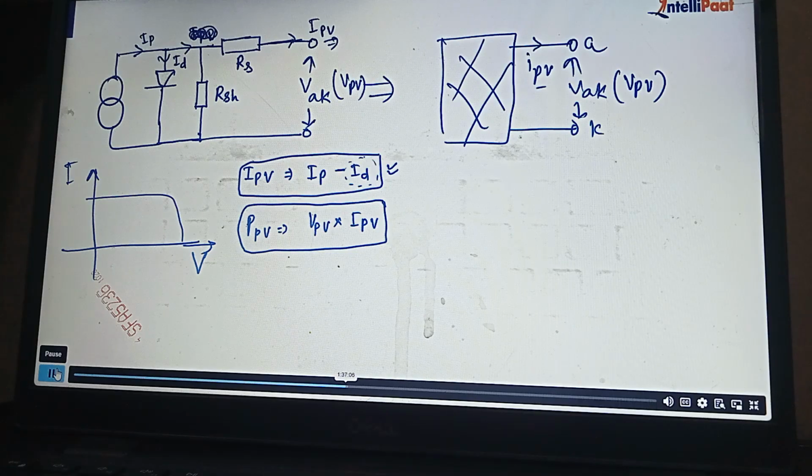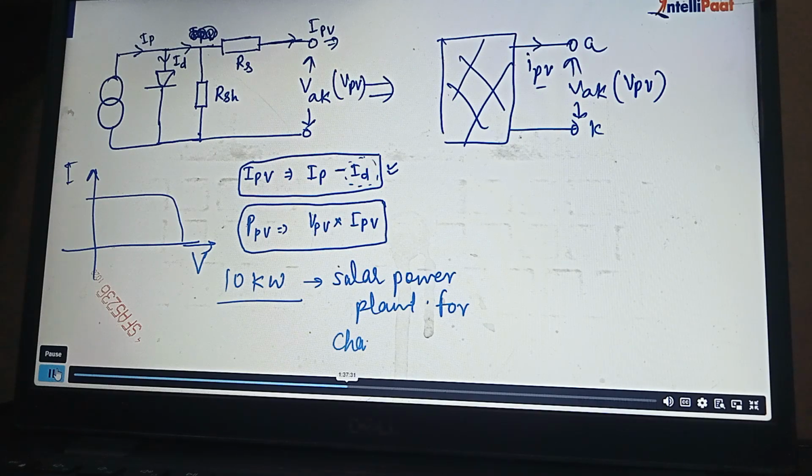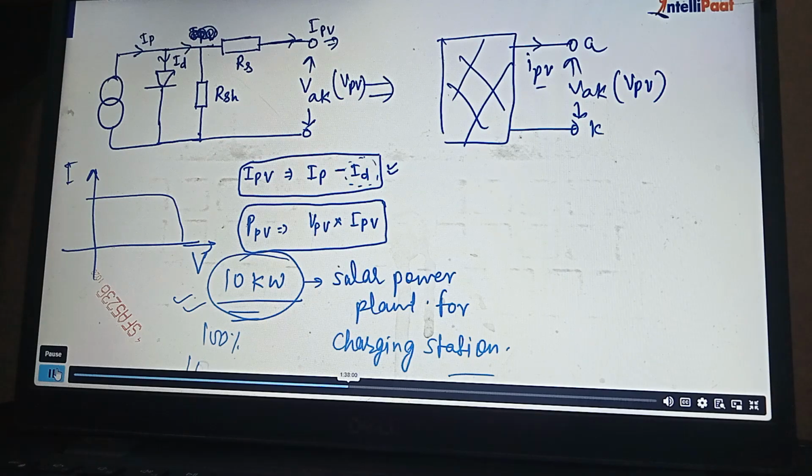Now, one thing, can you tell me? Suppose I have installed a 10 kilowatt solar power plant for this charging station. To develop the charging infrastructure, I have considered a 10 kilowatt PV panel. My question is, can we get this 10 kilowatt power from this power plant for charging purposes? It depends upon the sunlight, sir. Suppose the intensity of light is 100%, or we are operating at 1000 watt per meter square. That is the maximum intensity of light.